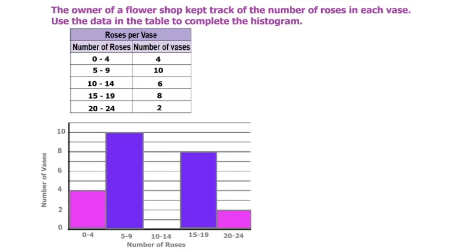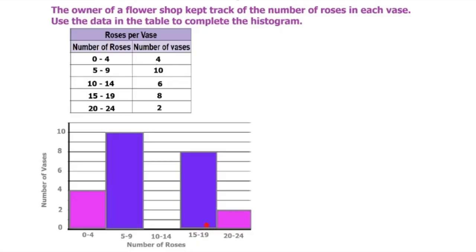In this lesson, we're going to learn about a histogram. So if we have a problem like this one that says the owner of a flower shop kept track of the number of roses in each vase, use the data in the table to complete the histogram. So here's the table, and a histogram shows a range of numbers.